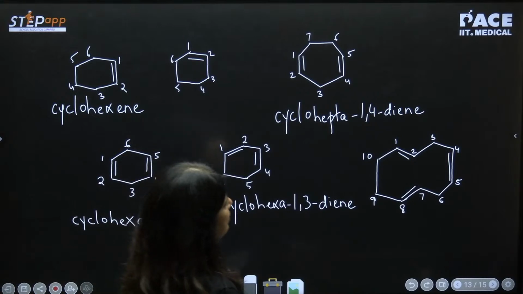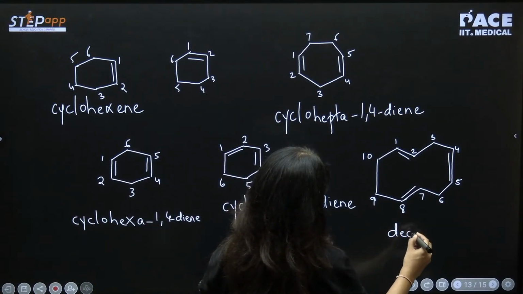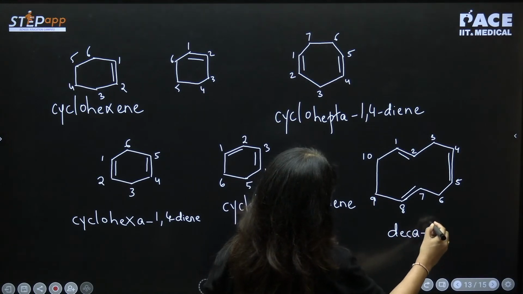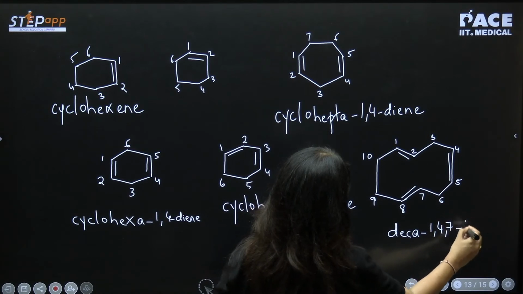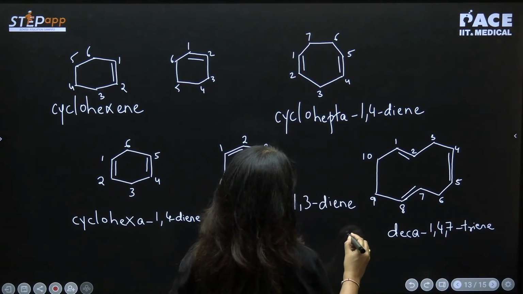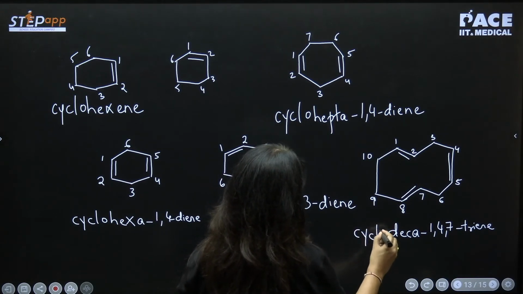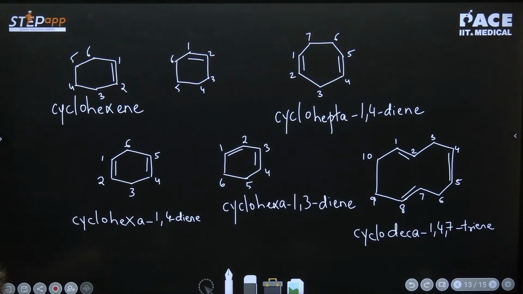So now let us name this. In all there are 10 carbon. So dec, deca, 1, 4, 7, triene. Since it is cyclic, use the prefix cyclo. Cyclodeca 1, 4, 7 triene.